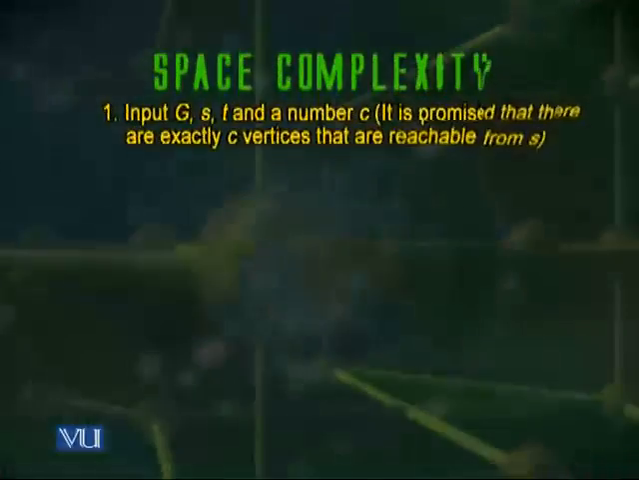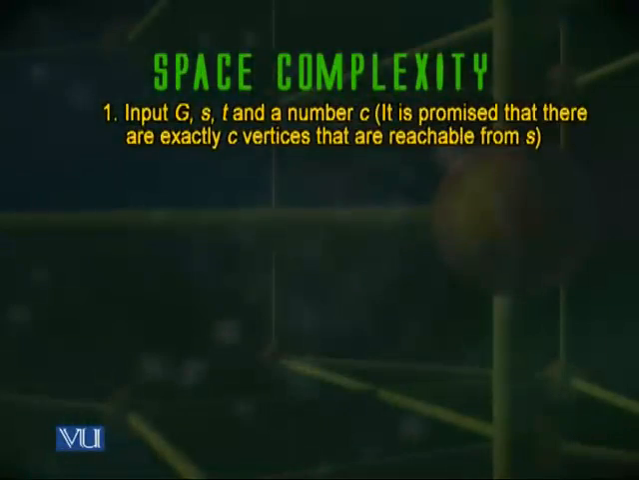And we will keep looking at these vertices, and at the end, if exactly C vertices were counted and none of them was T, then from S, T is not reachable, and therefore we can safely accept. And this is all going to take log space. Let's have a look at the detailed algorithm.